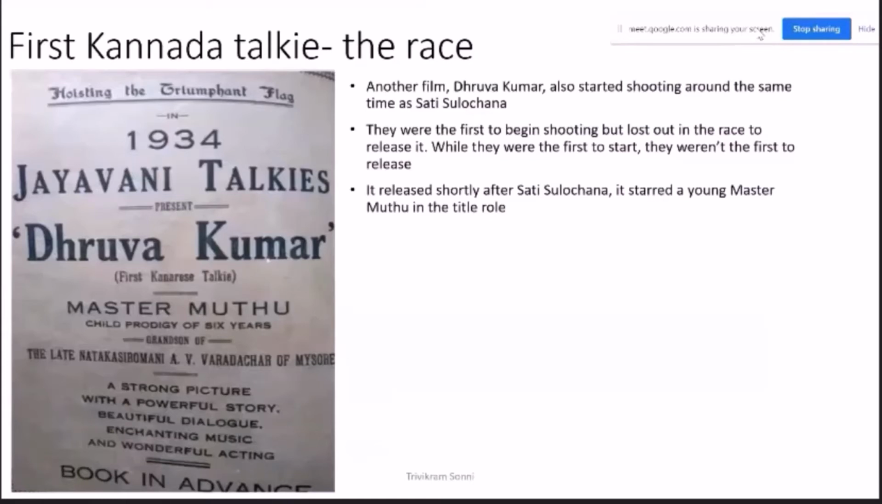I thought it was significant to talk for a minute about this because to start something, it always takes a lot of courage and forward thinking. So this is a release poster. I don't know about Jayavani talkie. Jayavani talkie seems to be the banner or something like that. First Kannada talkie is what they're calling it. Master Muttu was a child prodigy of 6 years. And apparently from this poster, he was the grandson of A.V. Varadachar of Mysore. So that's about the race that Sati Sulochana won and Dhruvakumar lost.